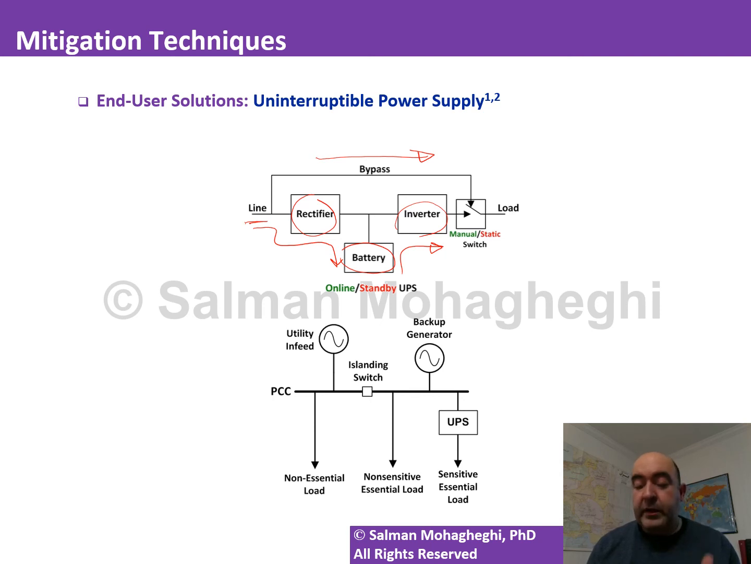This is for very, very sensitive loads that cannot even tolerate loss of voltage or voltage sags for a fraction of a cycle. In situations like that, you typically don't have that bypass line, and essentially the voltage that is coming from the grid directly is rectified through the rectifier. Rectifier is charging the battery. Battery is the one providing energy to the load through the inverter. So this lower path is operational at all times.